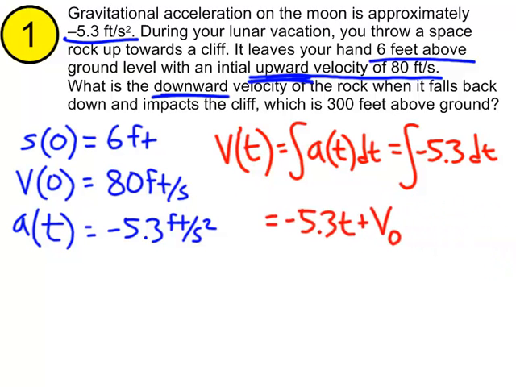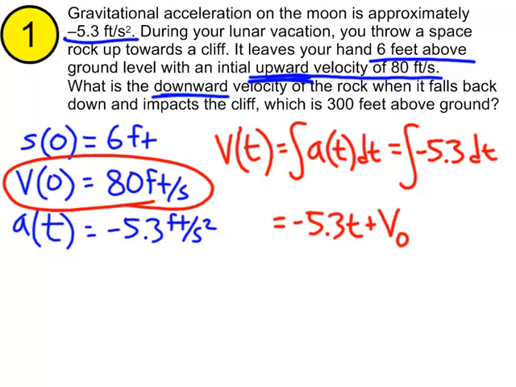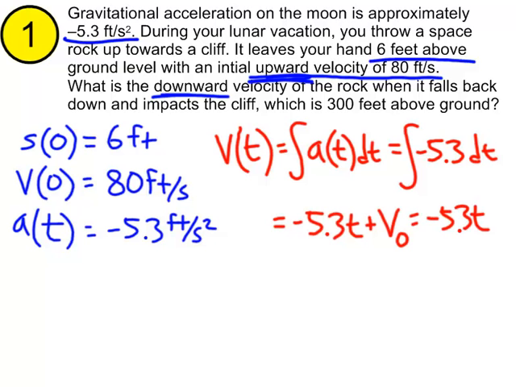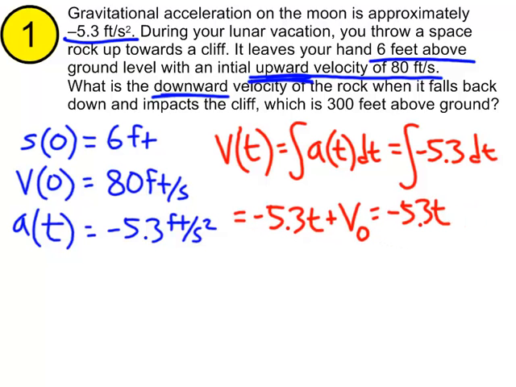Now, since we were given the initial velocity over here, let's go ahead and plug that in. Equals negative 5.3t plus 80. There it is, our velocity equation.